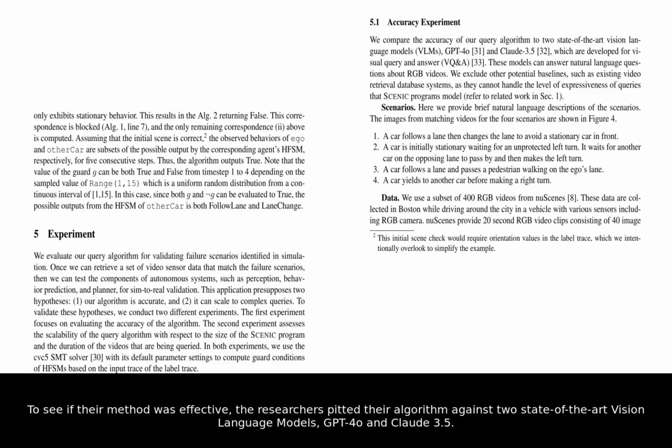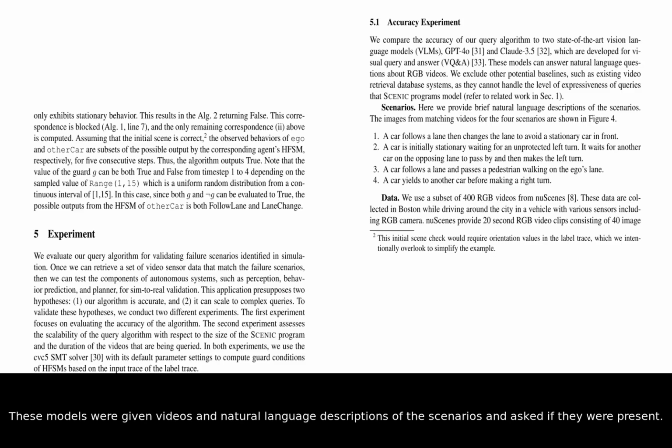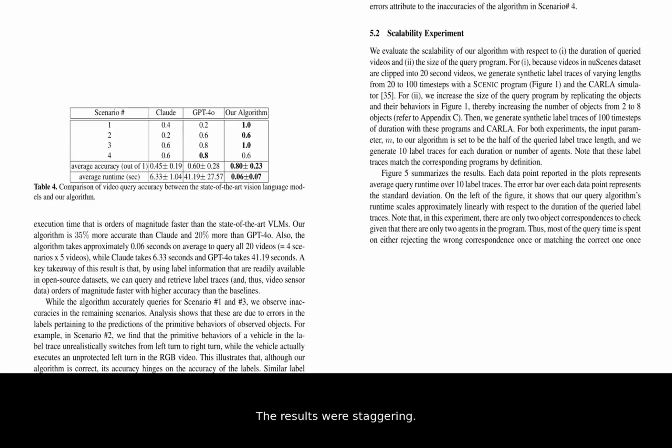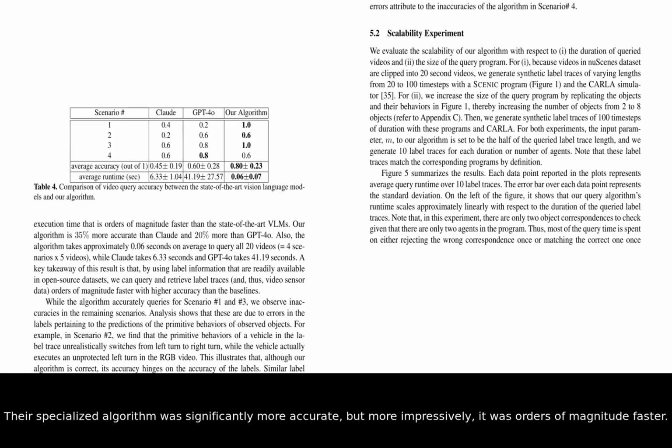To see if their method was effective, the researchers pitted their algorithm against two state-of-the-art vision language models, GPT-4o and Claude 3.5. These models were given videos and natural language descriptions of the scenarios and asked if they were present. The results were staggering. Their specialized algorithm was significantly more accurate, but more impressively, it was orders of magnitude faster. On average, their query took just 0.06 seconds, while GPT-4o took over 41 seconds to analyze the same clip.